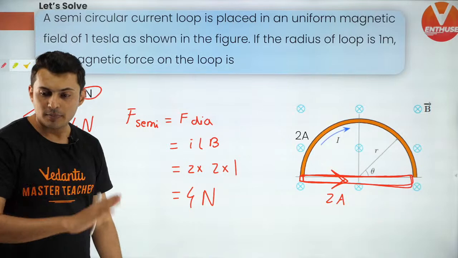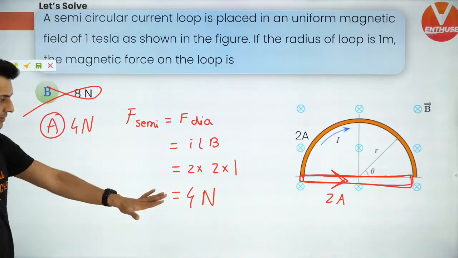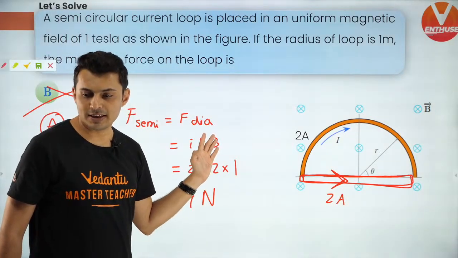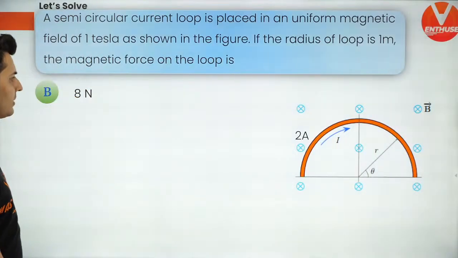It's not 8, it was wrong. I thought so. It was a printing mistake, don't worry about it. It is 4 Newton. I hope this is understood. I hope this is clear. Shall we go ahead? Okay, let's go ahead.